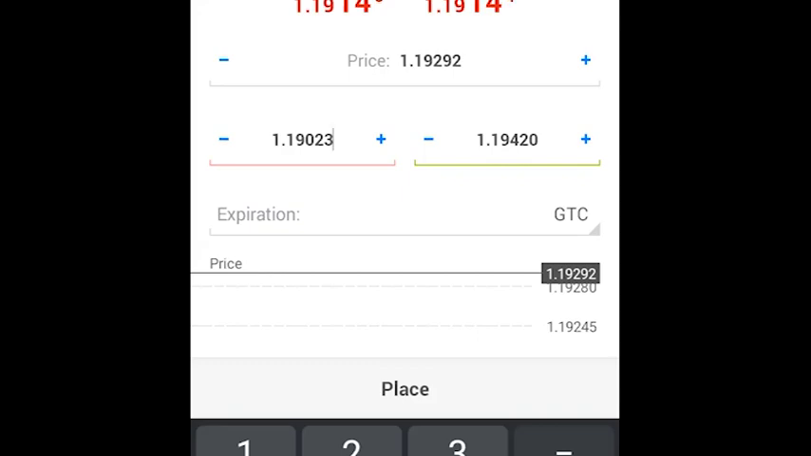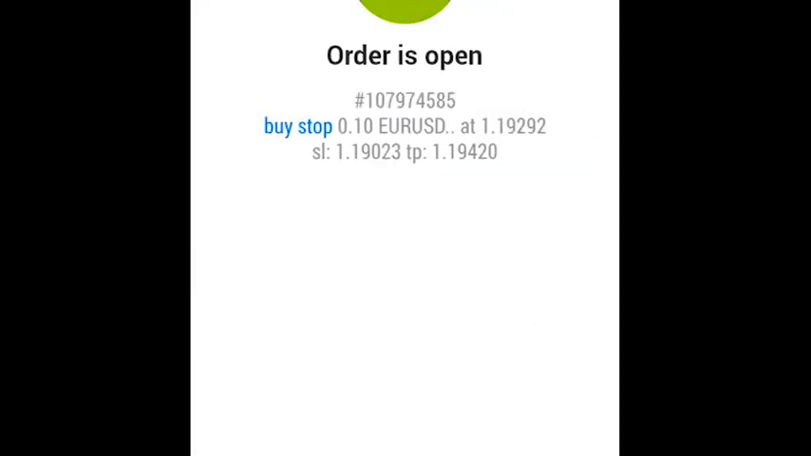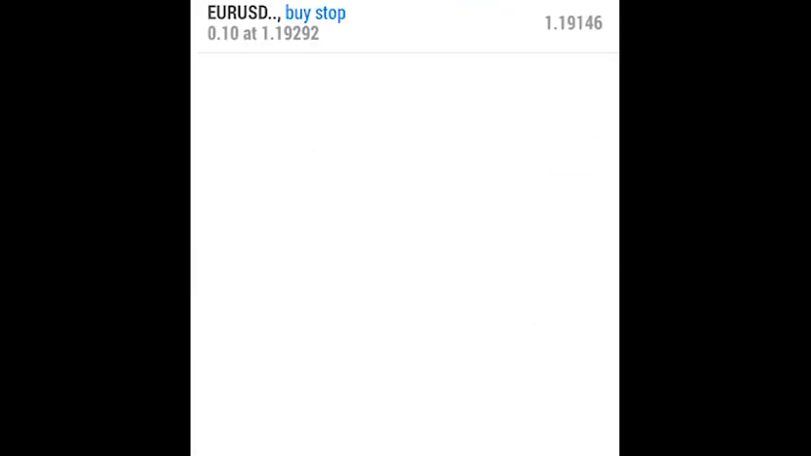So once you click on, if you have done it correctly, you're going to see place. Place is going to be highlighted. But if you have not done it correctly, that place will not be highlighted. So if I click on place, you will see the order showing me order has been placed, and currently it's not running. So you're just waiting for price to get to that point. There is no profit on it yet because price has not gotten there.